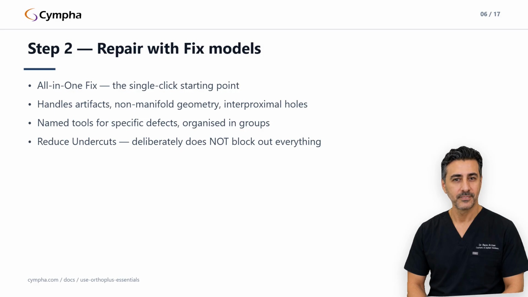One tool deserves a special note. Reduce undercuts deliberately does not block out all undercuts, that would cause aligners to be too loose, it reduces the level of undercuts instead. That aligner fit thinking is baked in. Trust the default before overriding.